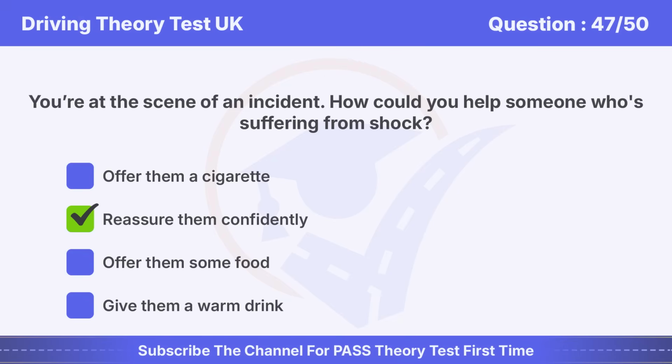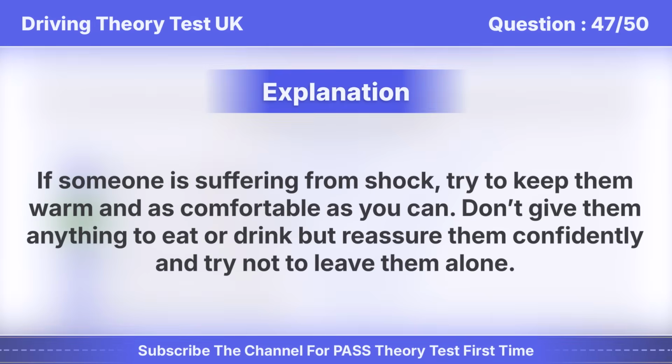Answer is B. Reassure them confidently. If someone is suffering from shock, try to keep them warm and as comfortable as you can. Don't give them anything to eat or drink, but reassure them confidently and try not to leave them alone.